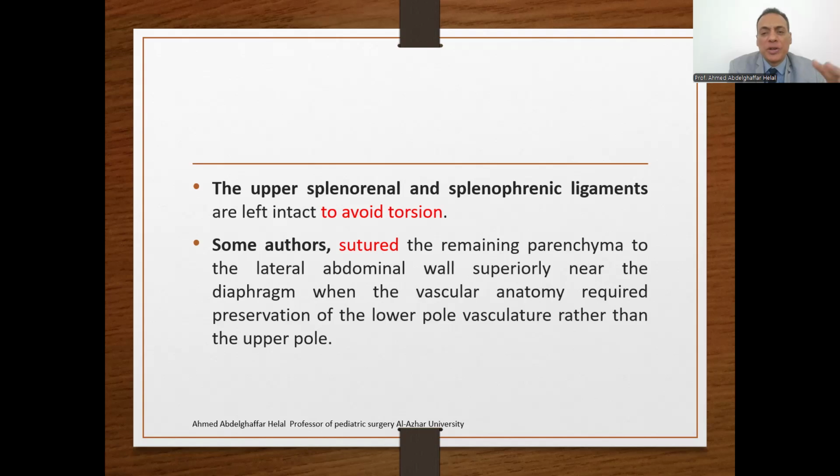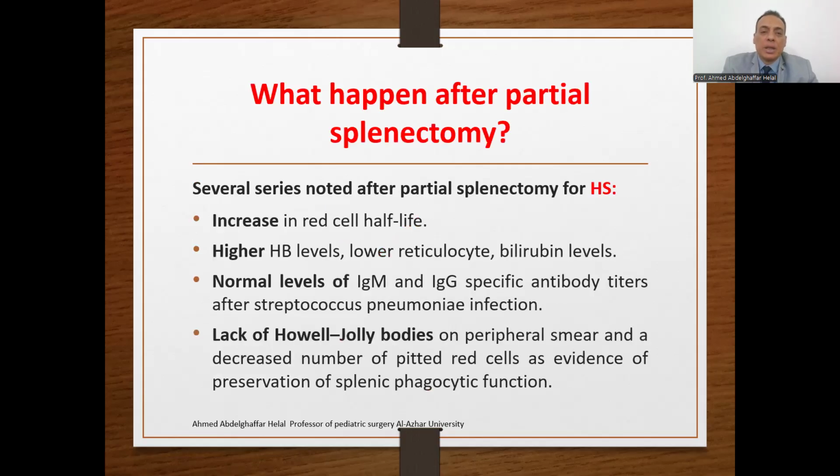Some authors suture the remaining parenchyma to the lateral abdominal wall near the diaphragm when the vascular anatomy requires preservation of the lower pole vasculature rather than the upper pole. What happens after partial splenectomy?